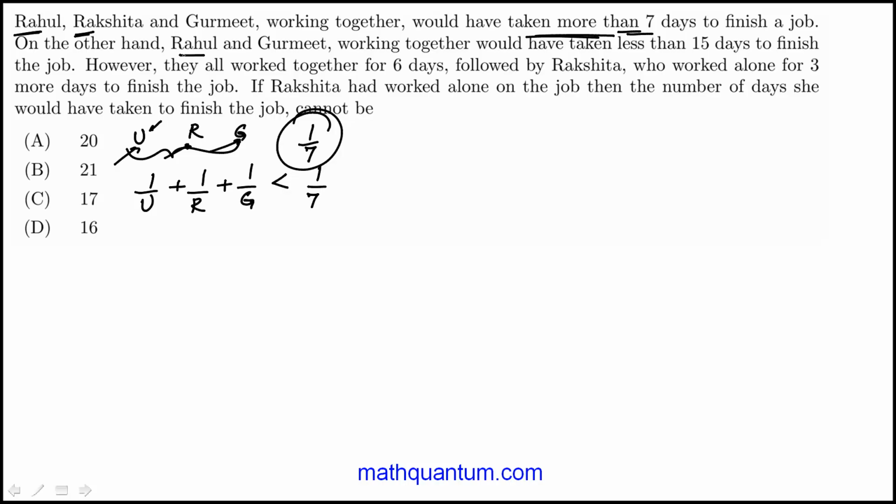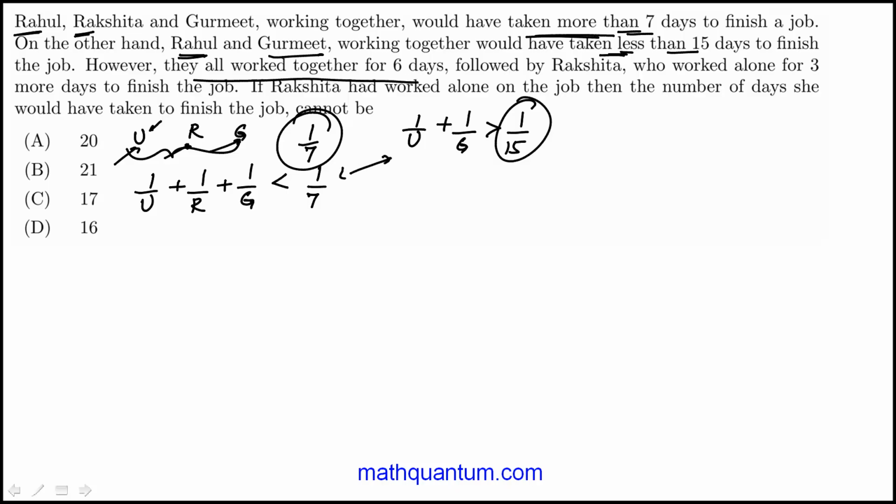Now here, Rahul and Gurmeet would have taken less than 15 days to finish this job. So their combined rate is 1 over U plus 1 over G, and that needs to be greater than 1/15. Again, that would be the combined rate if they were to finish the job in 15 days, but they say they take less than that. So their combined rate is greater than 1/15. So that's the second inequality.